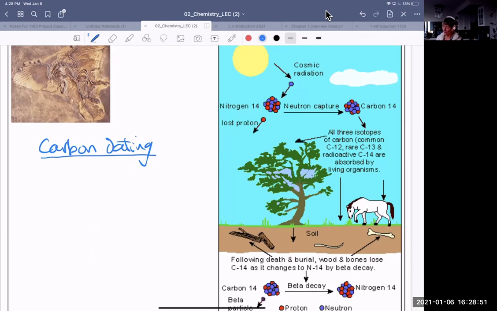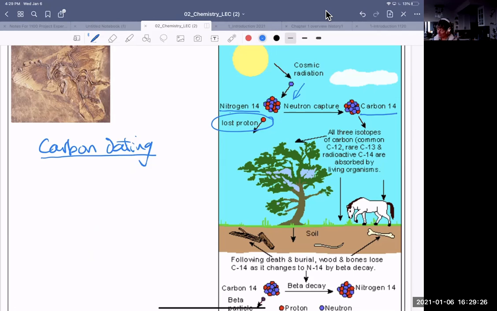But where do isotopes come from? Well, sometimes isotopes are ionized. So here's nitrogen 14, and it's been hit by cosmic radiation, which causes it to lose a proton. The neutron is captured and it now becomes carbon 14. As it's lost its proton, it's changed from nitrogen to carbon.